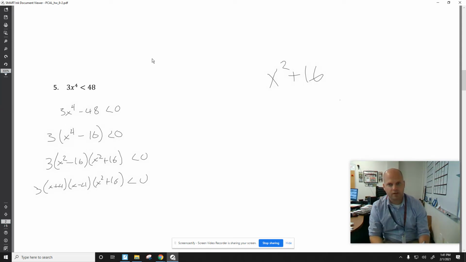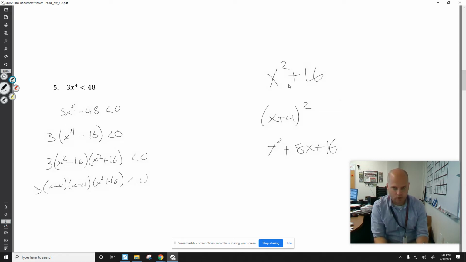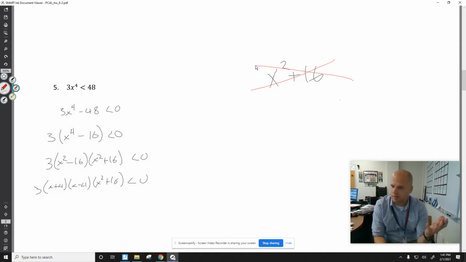x plus 4 squared is x squared plus 8x plus 16, right? You got that middle term, that 4x plus the 4x. So you might be thinking, oh, well, it's got to be something else. We got to be able to factor x squared plus 16. No, cannot factor that. It's actually something you can't solve.